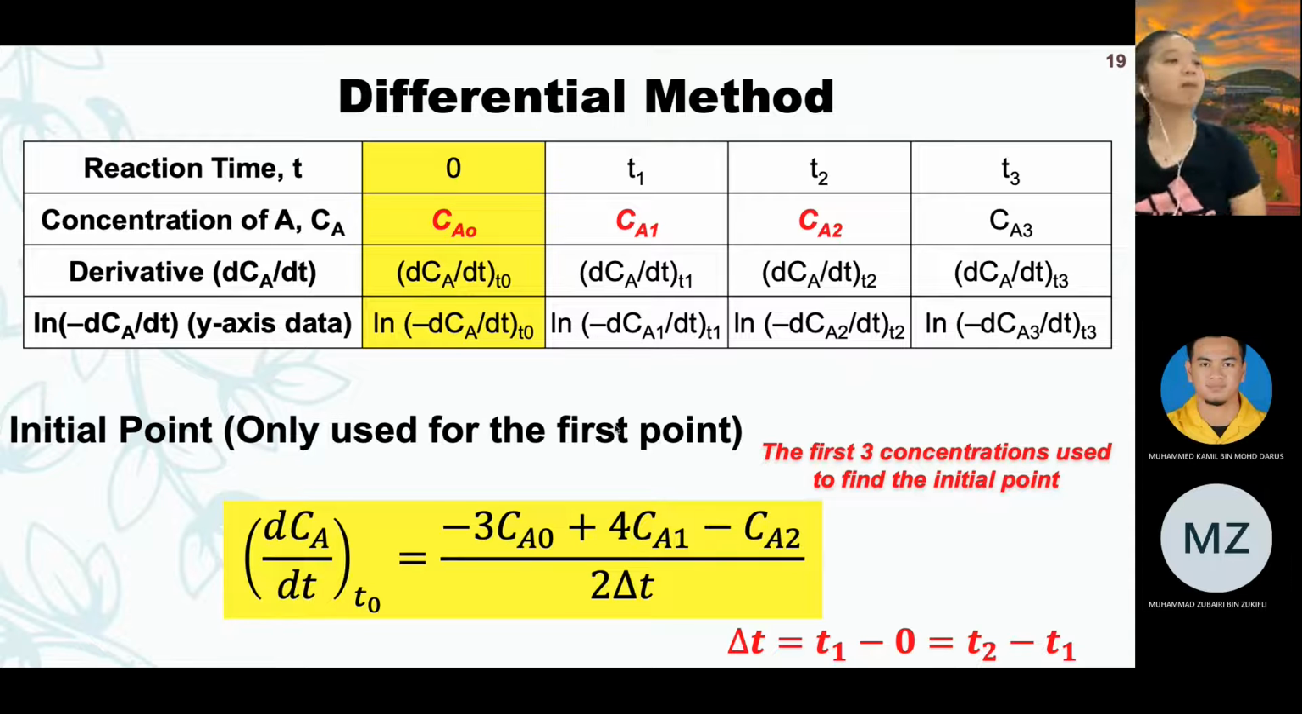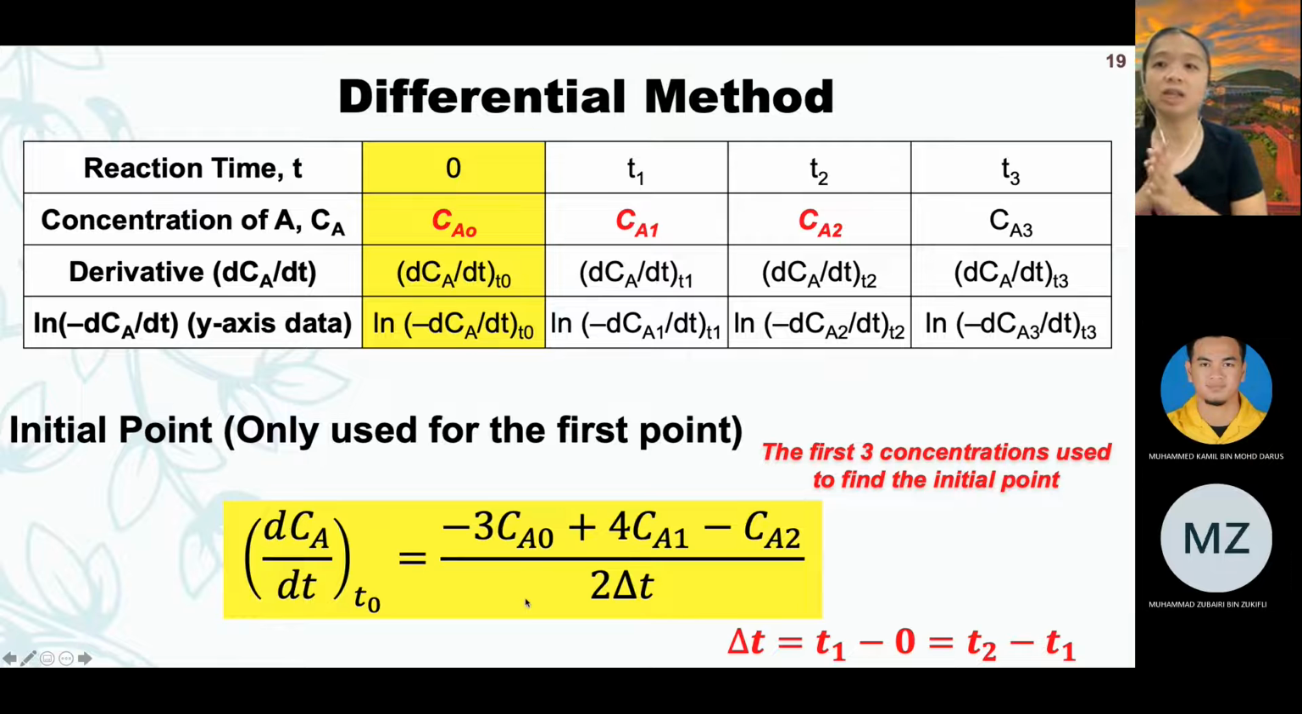So it will be minus 3 multiplied with the first, CA0, say 5, plus 4 multiplied with the second, CA1, say 3, so plus 4 multiplied with 3, minus CA2, say 1, so minus 1. So just remember, even if you have many CA readings and you are confused, just take the first 3 CA in sequence and put them into that equation. So minus 3 CA0 plus 4 CA1 minus CA2 divided by 2 delta T.